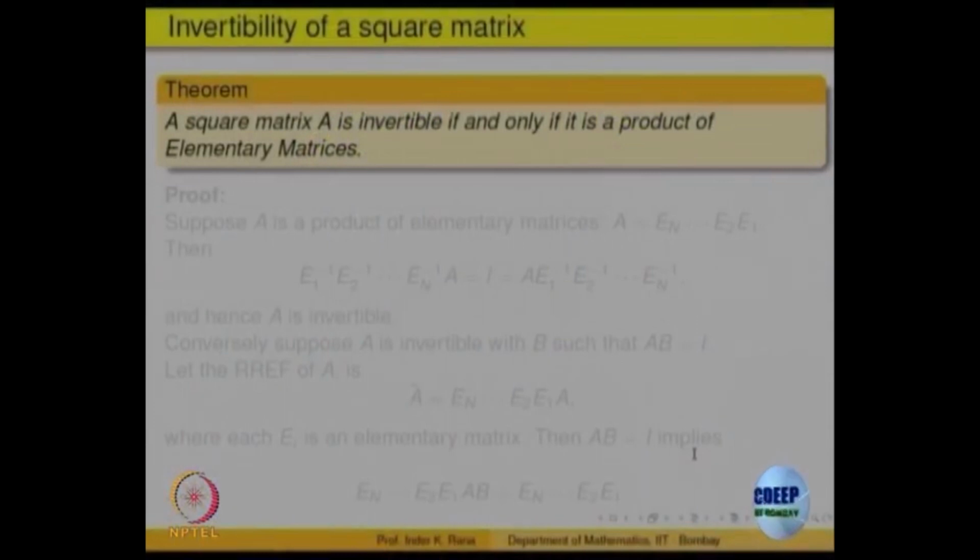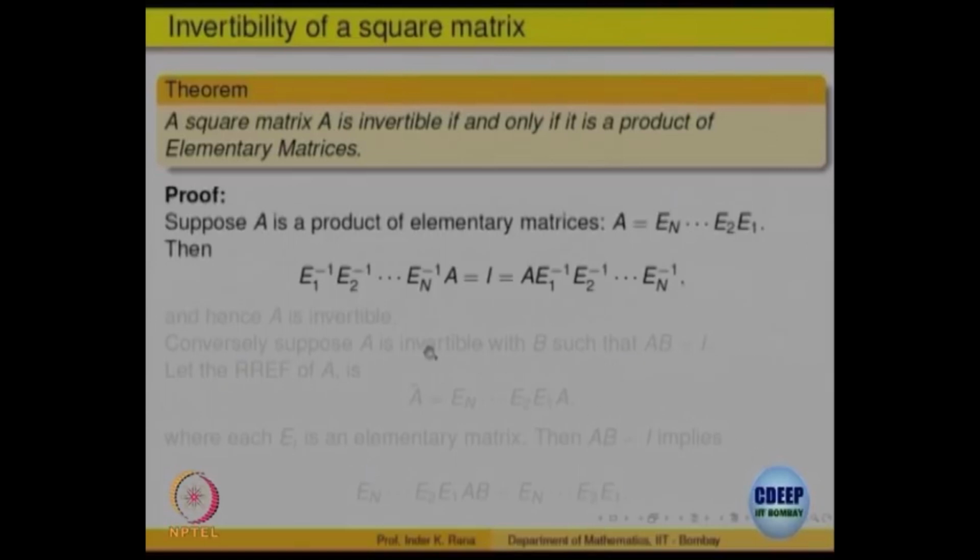So, A is invertible. So, one way is obvious. So, let us look at that proof. Suppose A is a product of elementary matrices, then what is the inverse? So, I can multiply, and both will be equal to identity, because if this is A, I multiply on the left by E n inverse, this E n will be gone, I bring E n minus 1 inverse on the left side, what will be left is identity.